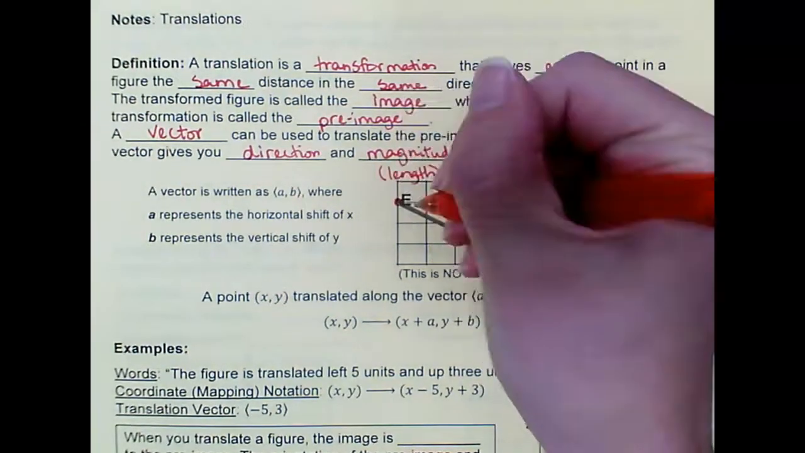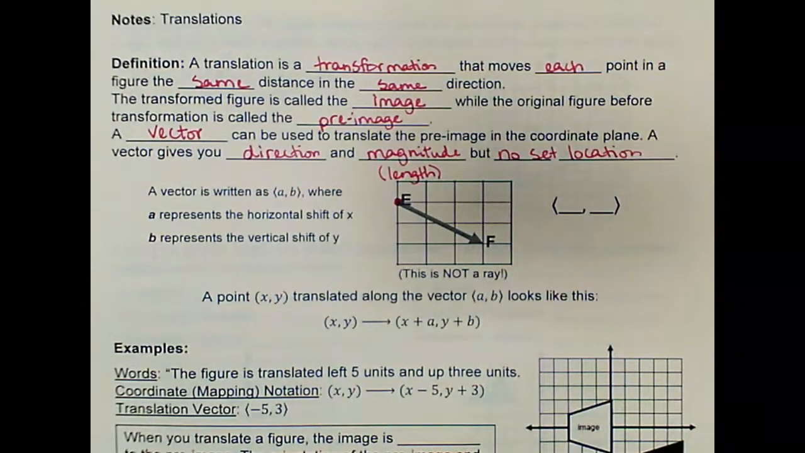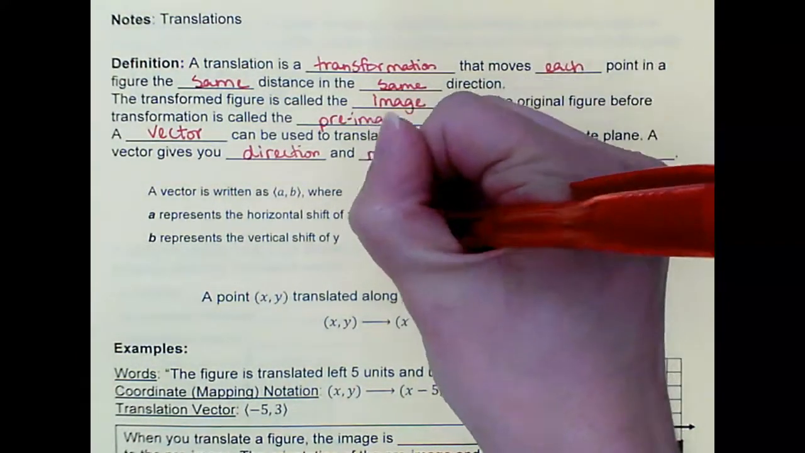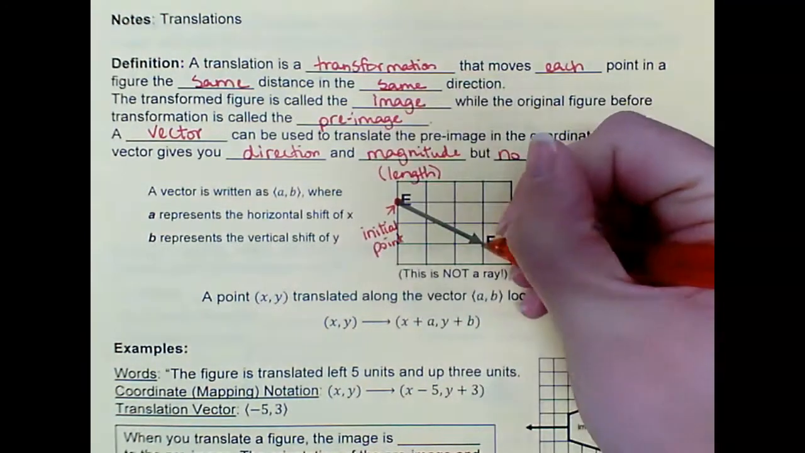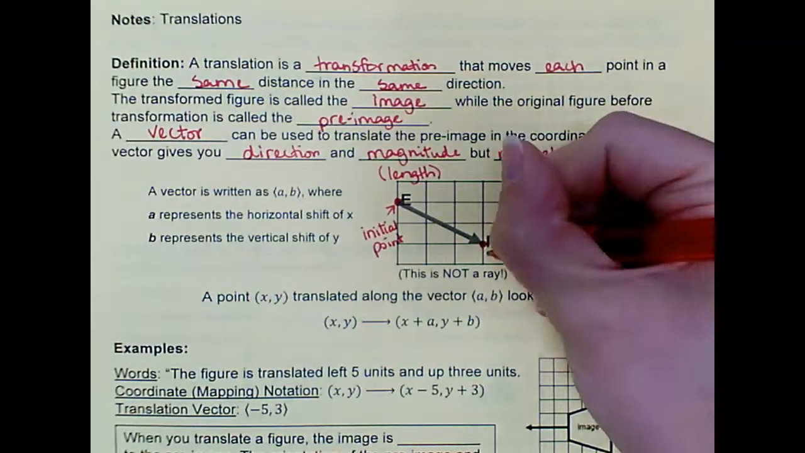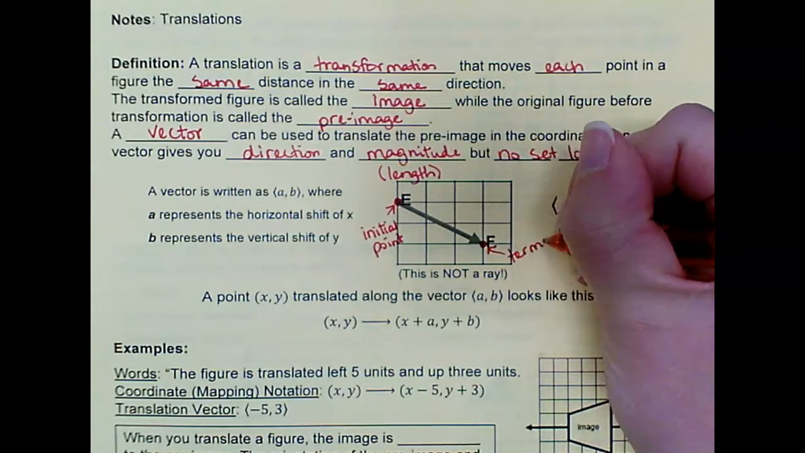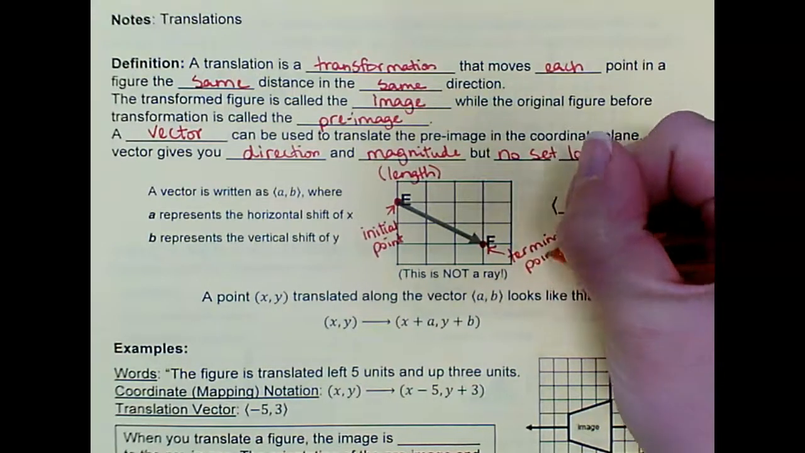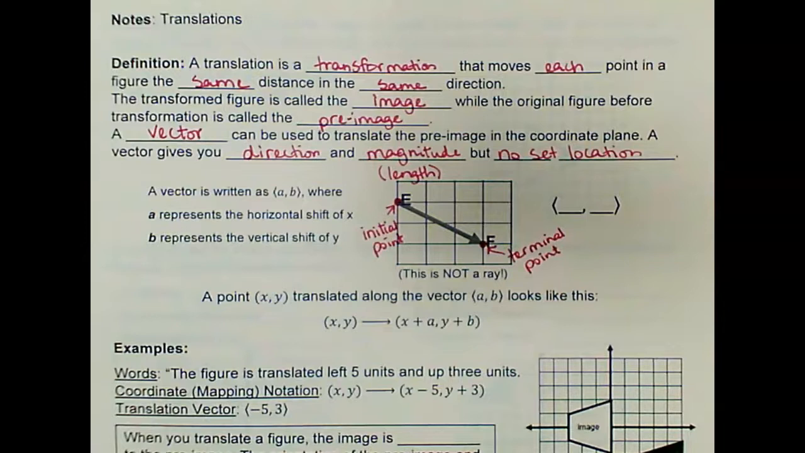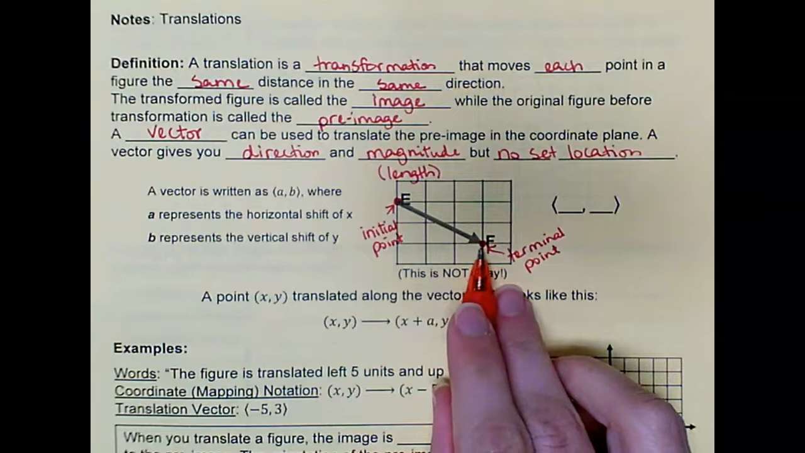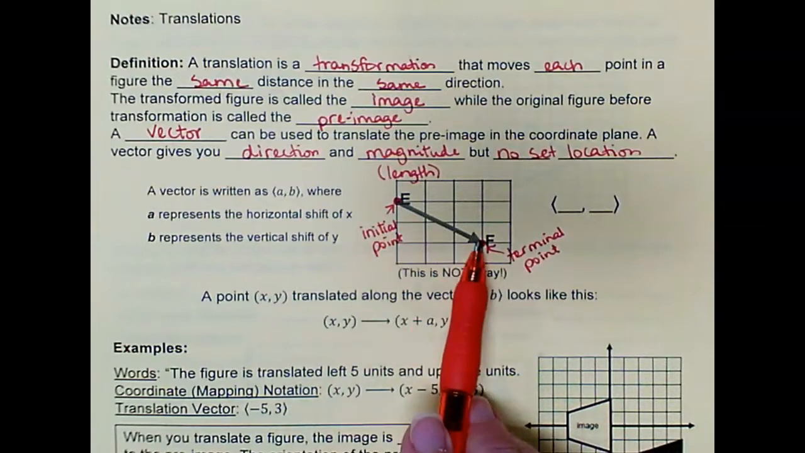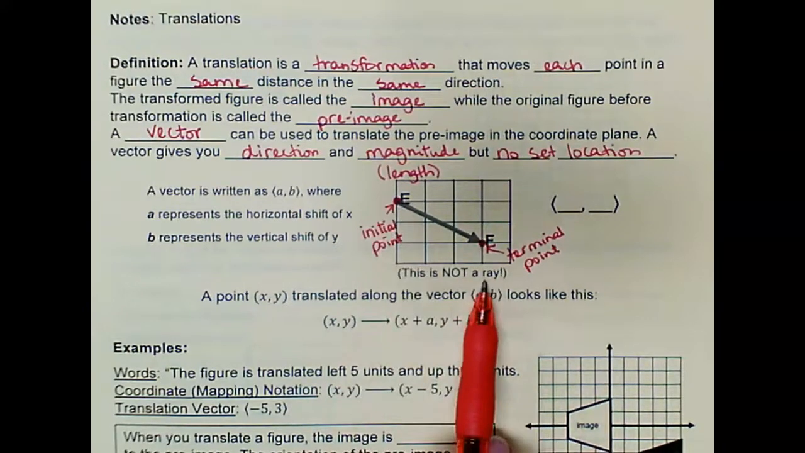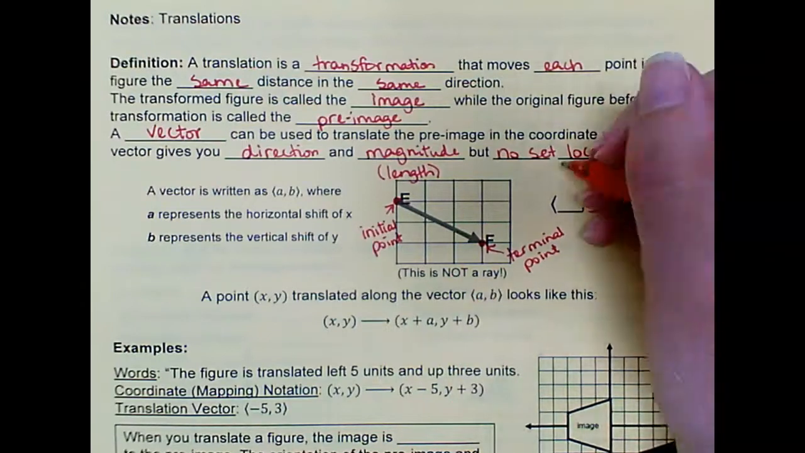You have an initial point, and then where the vector makes you land is called the terminal point. When you think of terminal or terminate, that means to end. And so this is the terminal point. It's kind of like the end point of that vector. This is not a ray. So the arrow shows you the direction that the vector goes in and the length of it, but it is not a ray.